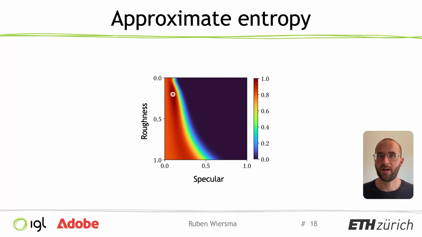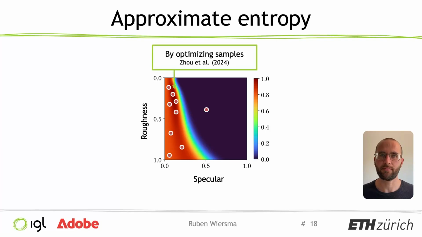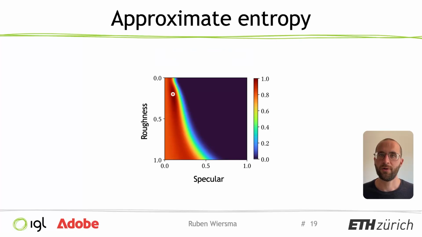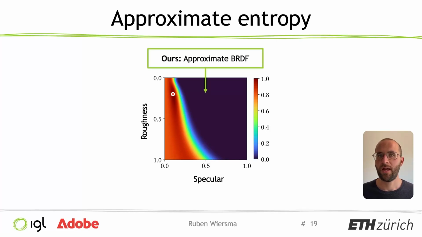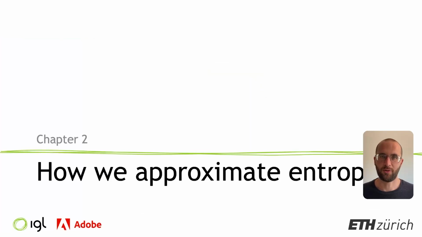Another recent approach by Zhou and colleagues optimizes samples using particle optimization and then takes the variance of these particles in parameter space as uncertainty. This still takes quite a long time and is orthogonal to what we propose to do. In our paper, we propose to approximate the BRDF evaluation. We do this in the frequency domain.